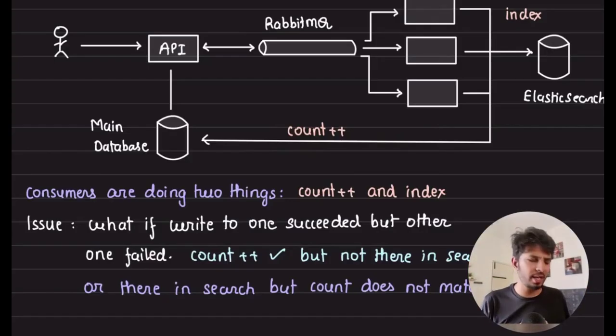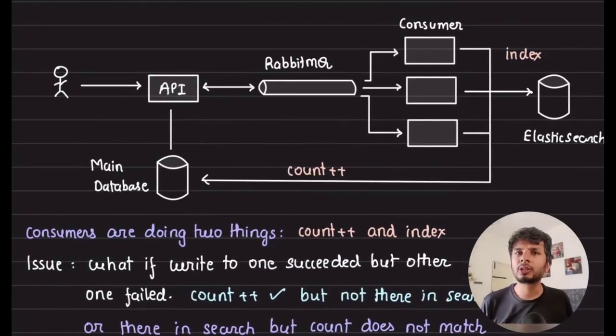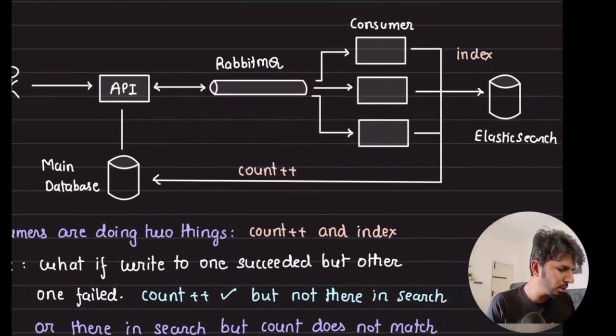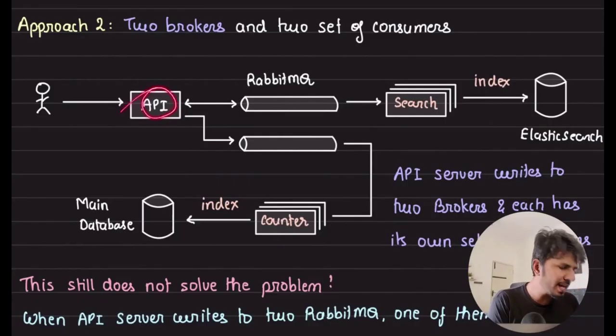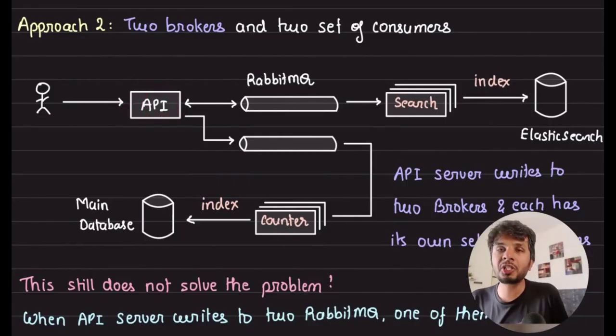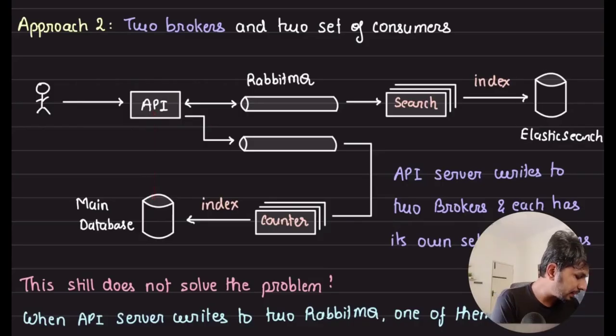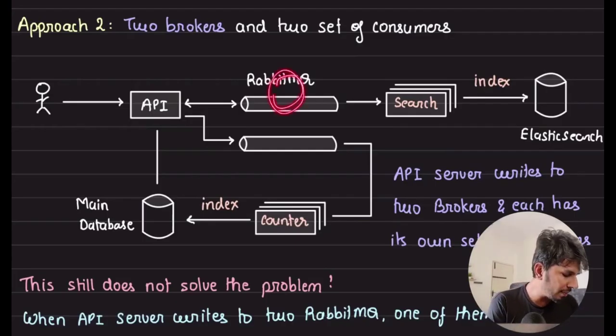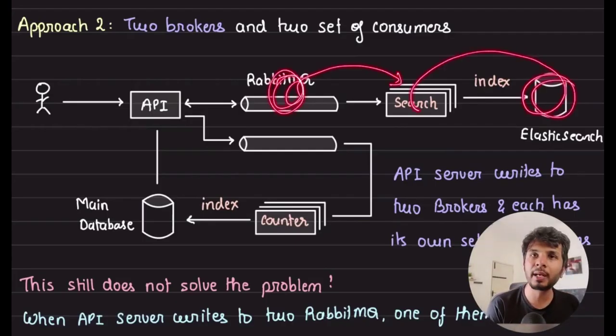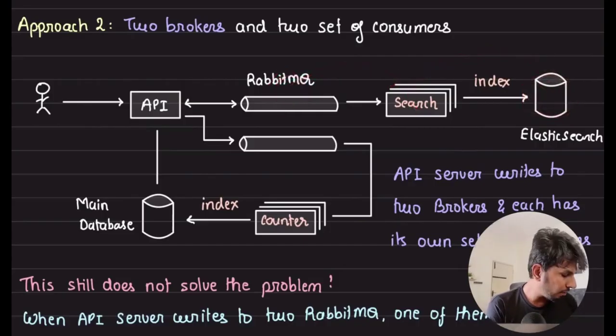Now you would say, oh okay, if that's the problem, let us do this. Instead of having one queue, what if I use 2 queues to solve that problem? Whenever we are publishing a blog, your API server updates the database and then pushes the message in 2 RabbitMQ brokers. From one RabbitMQ broker, you have search consumers which are updating Elasticsearch, while from the other RabbitMQ, you have counters which are doing count plus plus in your main database.